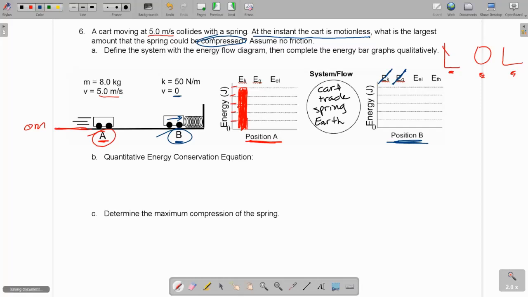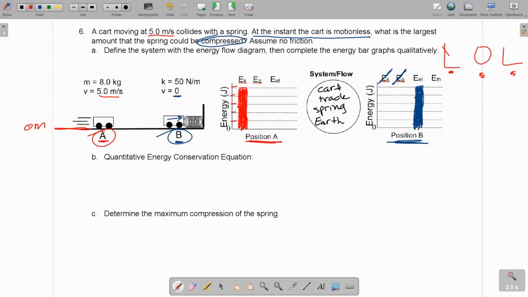So all the kinetic energy that the cart initially had has been transferred into the elastic energy that's stored in the spring. And we can go ahead and talk about that with the car because the car is in contact with the spring. For all intents and purposes, it is an extension of the spring at this point.